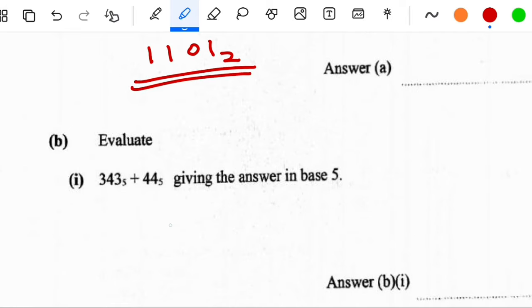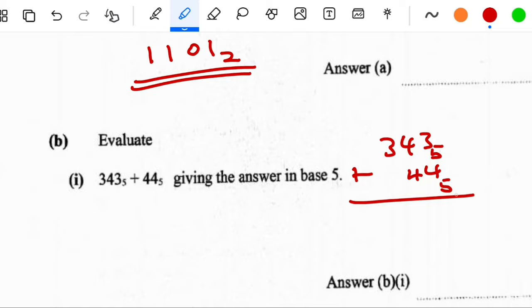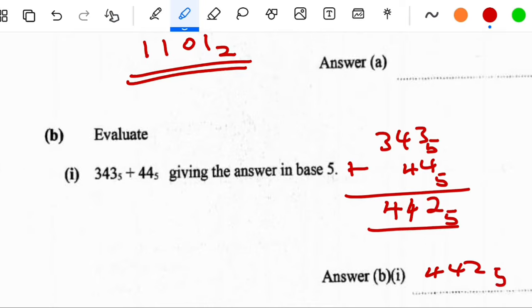Then I'm supposed to evaluate this one, giving my answer in base 5. So it's 343 plus 44, all base 5. So adding there, I get what? 3 plus 4, which is 7. So I write 2 and carry 1. Then 4 plus 4 plus that 1 is now 9. So I write 4 and carry 1. Then 3 plus that 1, I get 4. So that is my answer in base 5, which is 442 base 5.